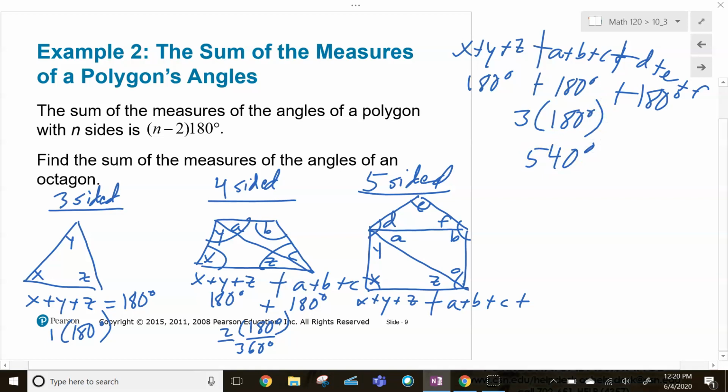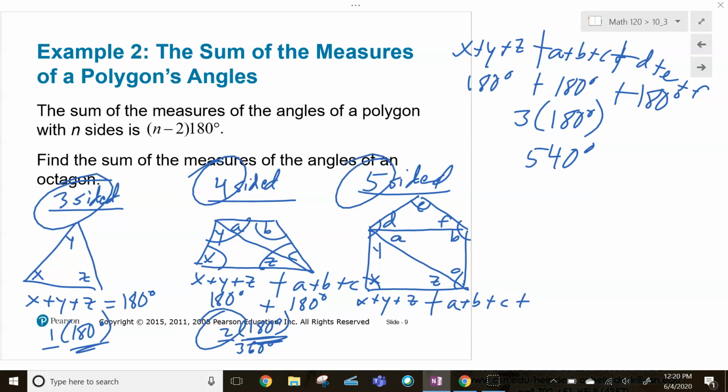Now let's see if you see the pattern. For a three-sided polygon, I had one set of 180 degrees. For a four-sided polygon, I had two sets of 180 degrees. For a five-sided polygon, I had three sets of 180 degrees. In other words, n minus 2 times 180.